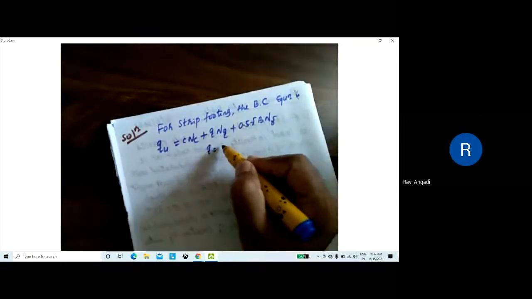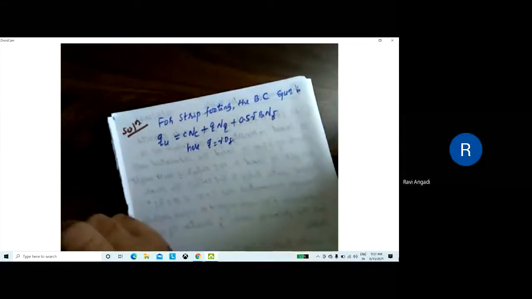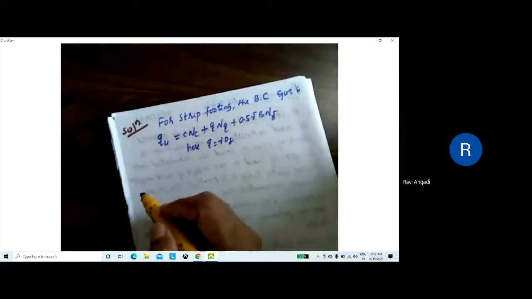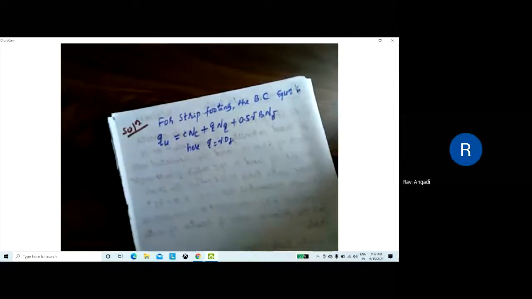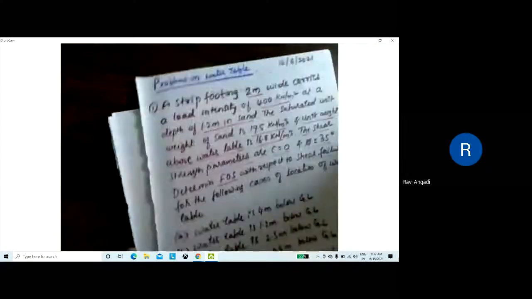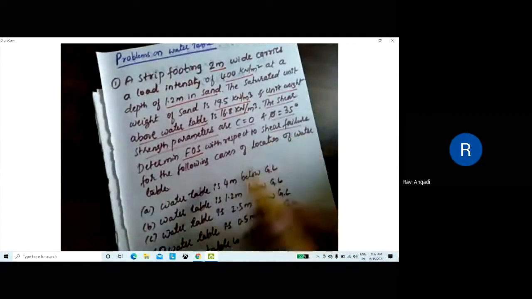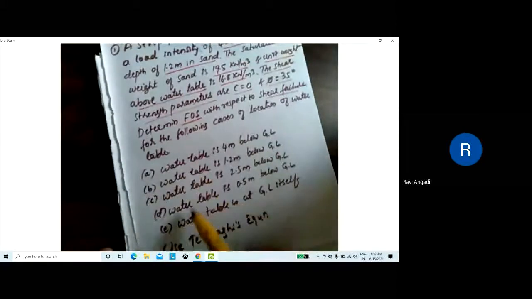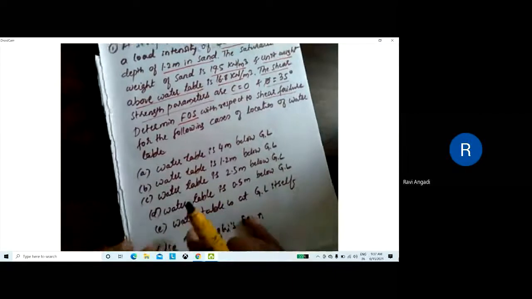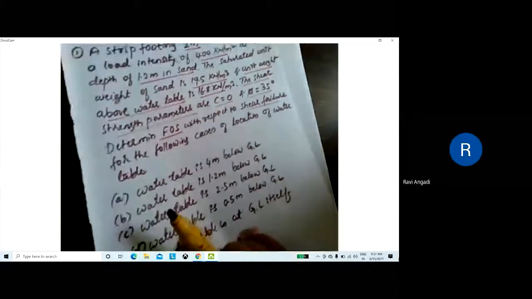As you know, here q is gamma into Df. Okay. And since in this problem they are asking you to calculate the factor of safety with respect to shear failure, and various conditions are being given, the water table fluctuation is given in this problem. So you need to take the water table reduction factors.